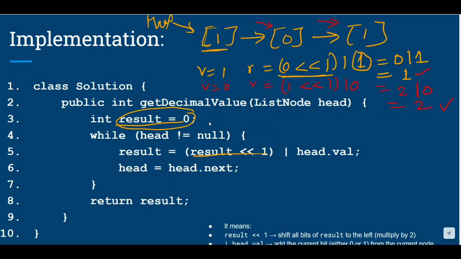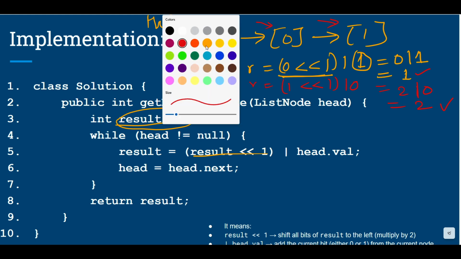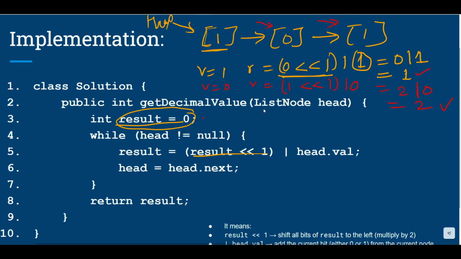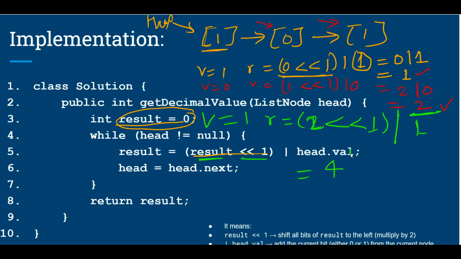So let's suppose we take v equal to 1 this time, right? So we are going to find the result. What is the result? Previously the result was 2, sorry. We'll take result as 2. We first put the result, and then we do a shift with 1, right? Then we take head dot value, which is 1. So 2 into 2 gives us 4, and then we add 1. 4 plus 1 is 5, understand? That is why we are getting the result 5 here.